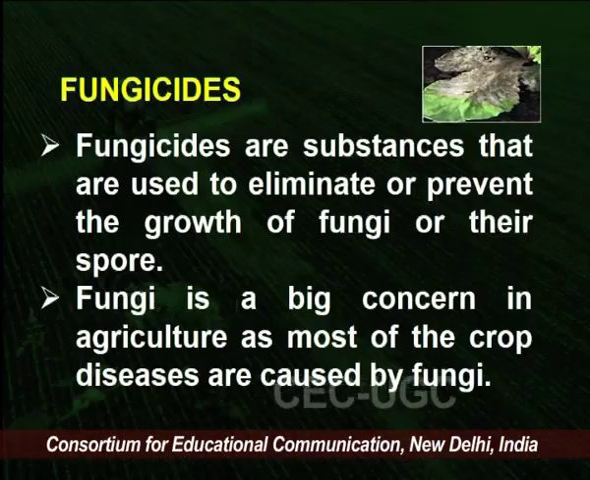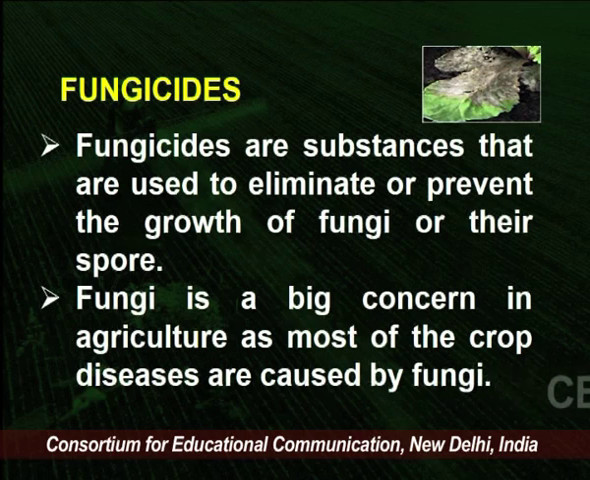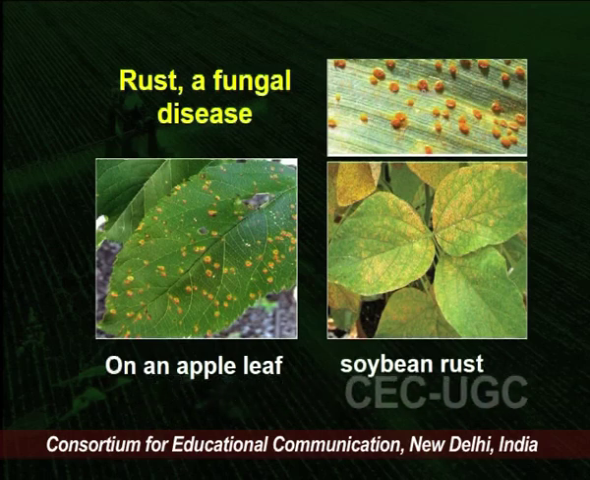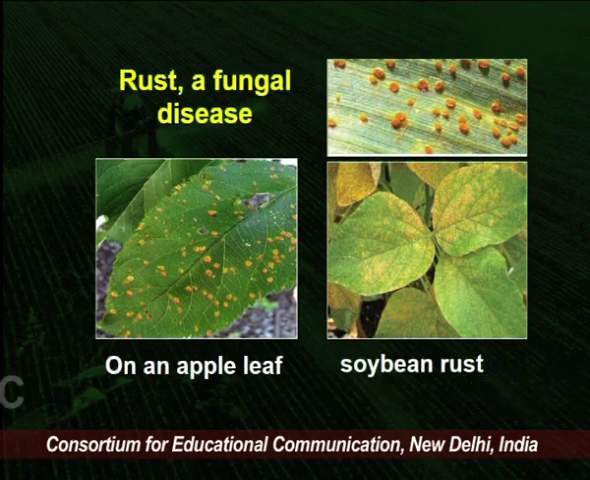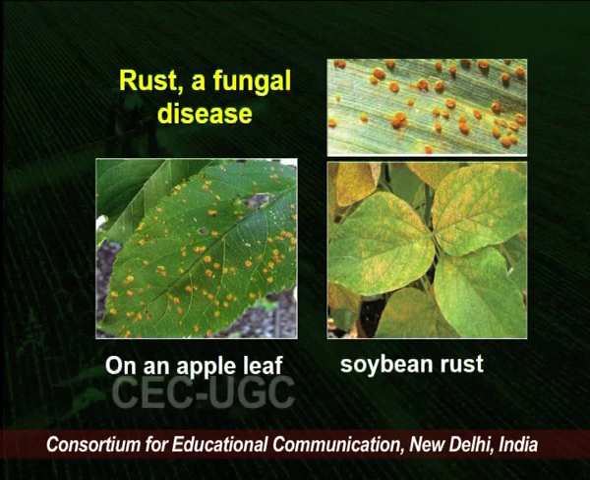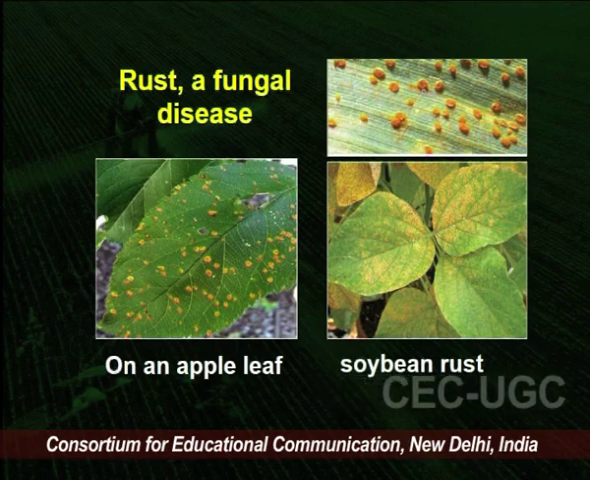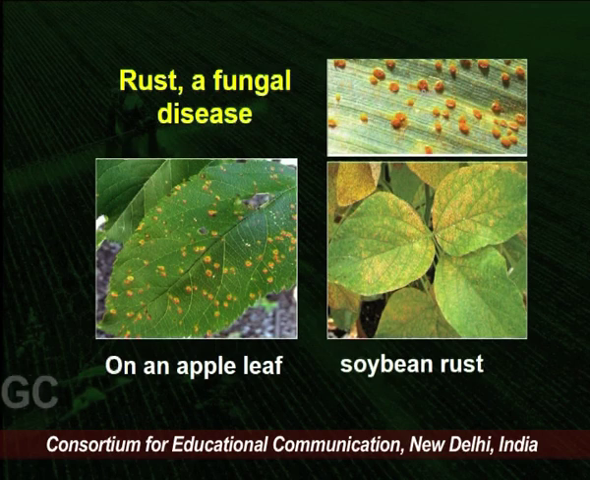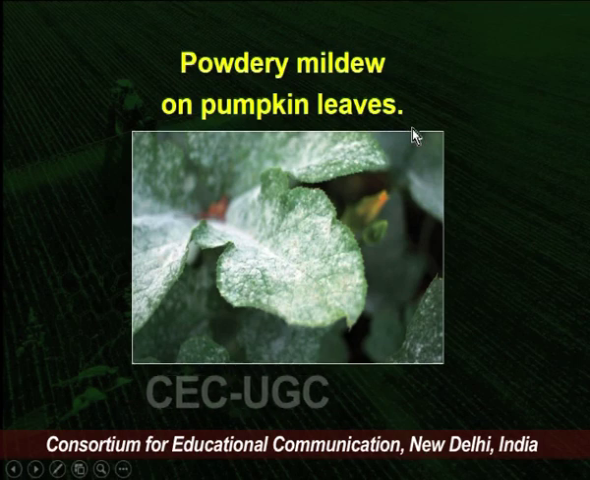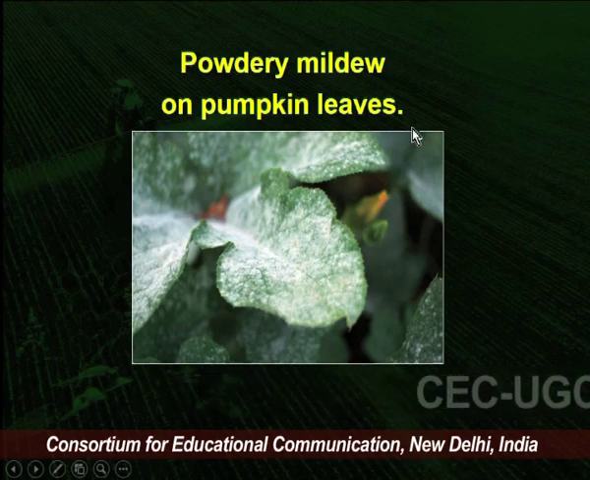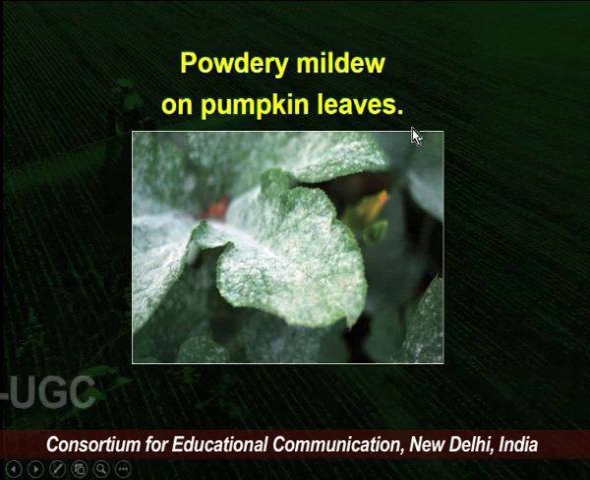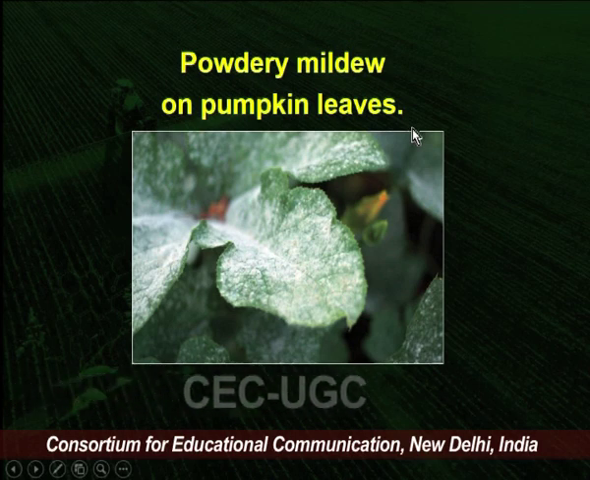Now fungicides are the substances that are used to eliminate or prevent the growth of fungi or their spores. Fungi are a big concern in agriculture, and most of the crop diseases are caused by fungi. Some common types of fungal infections are the rust fungal disease. These are brown, rust-like patches on the crop. On the left side there is soybean rust on an apple leaf, and at the top there is a general slide showing rust. Next is powdery mildew on pumpkin leaves. You will find powdery-like material on the leaves, and that is nothing but a powdery mildew fungal infection.